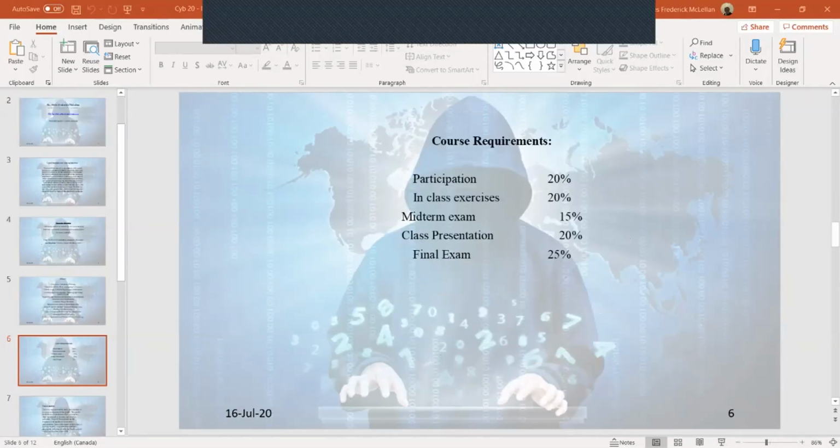All right, importantly, this is how I'm grading the course. Participation, 20%. In-class exercises, which I'll discuss in more particular detail, which are breakout sessions, 20%. There's going to be a midterm exam worth 15, a class or group presentation on our last class worth 20, and a final exam worth 25.